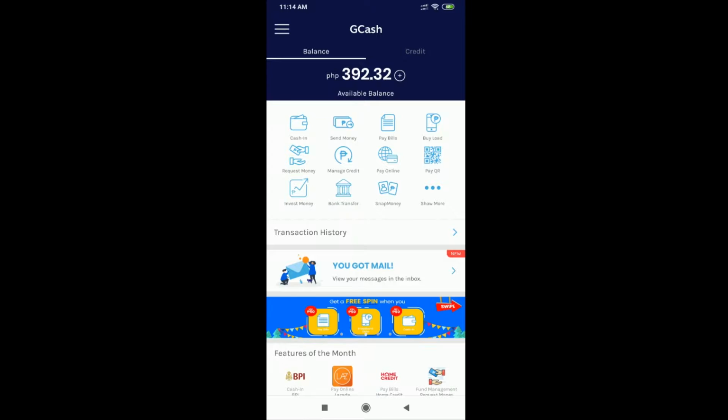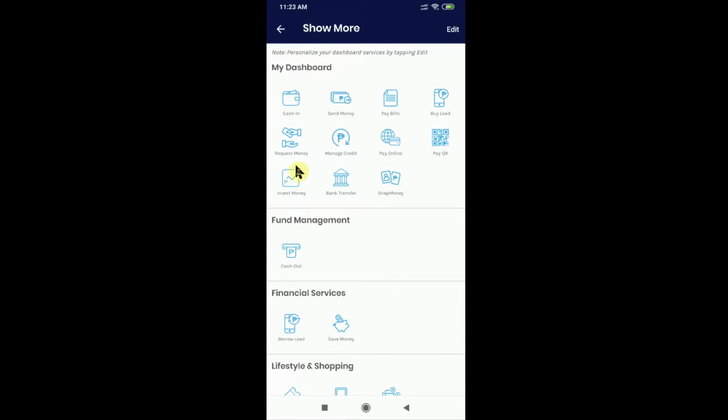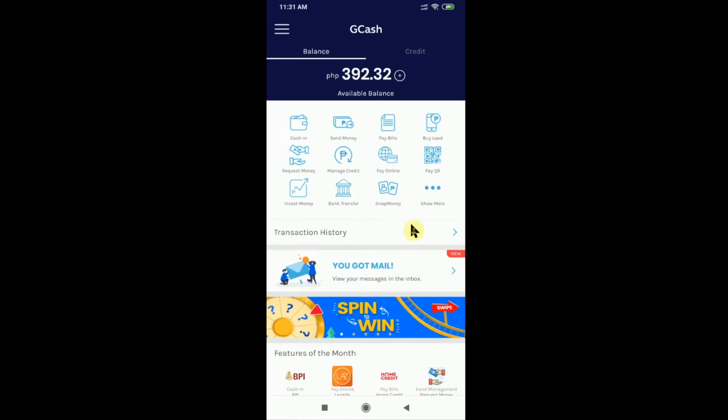This is Song. Today we are going to discuss investment features of GCash. To access Invest Money, you can click the Invest Money icon here from this main page, or you can click Show More, then click the Invest Money icon here. If you are new to invest money through GCash, you can just follow the instructions that will be shown in the page after you click the invest money icon.